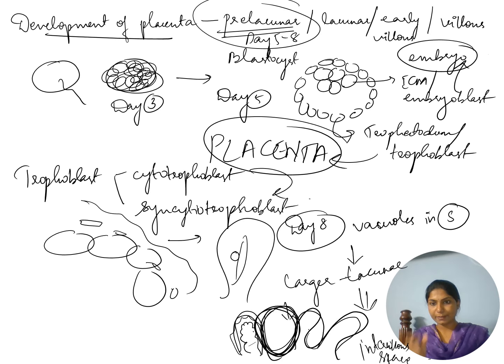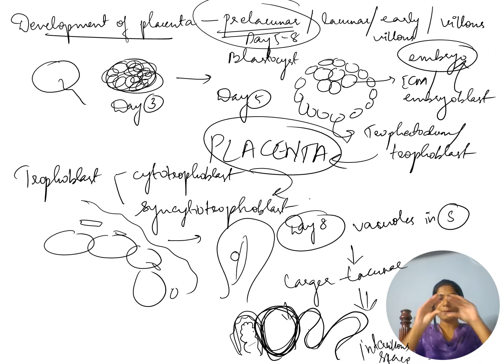And this intervillous space is very much essential for the maternal blood and for the diffusion of gases and other nutrients to happen between the mother and the fetus. So hope you understood the pre-lacunar phase and the lacunar phase.